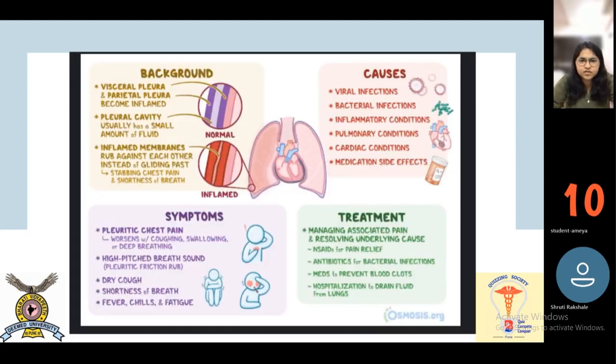These are some causes, symptoms, and treatment of pleuritis. It is associated with stabbing pleuritic chest pain, high-pitched breath sounds, dry cough, and shortness of breath. The treatment includes NSAIDs to relieve the pain, antibiotics if it is associated with pneumonia, and medications to prevent blood clots.